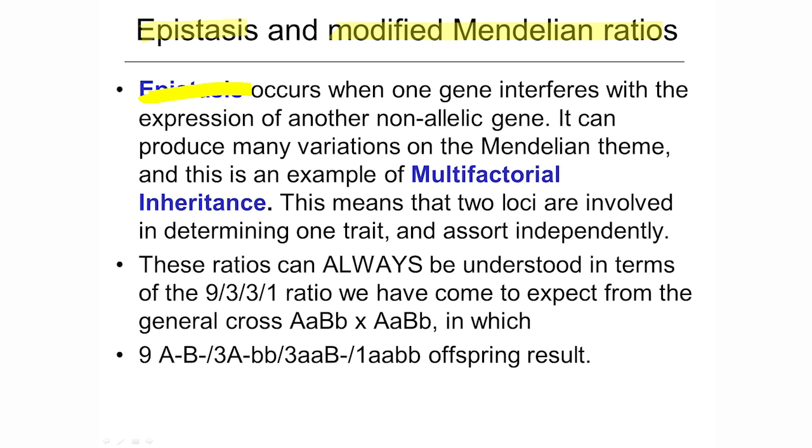Epistasis happens when one gene interferes with the expression or action of another non-allelic gene. Before we go on, let's make very sure we know what we mean by the term non-allelic gene. For all of the traits we've looked at so far, the trait is controlled by one gene, or I could say one locus. If it's flower color, it's the P locus, where you can have big P or little p. If it's height, it's big T or little t. It's one gene that is determining that trait.